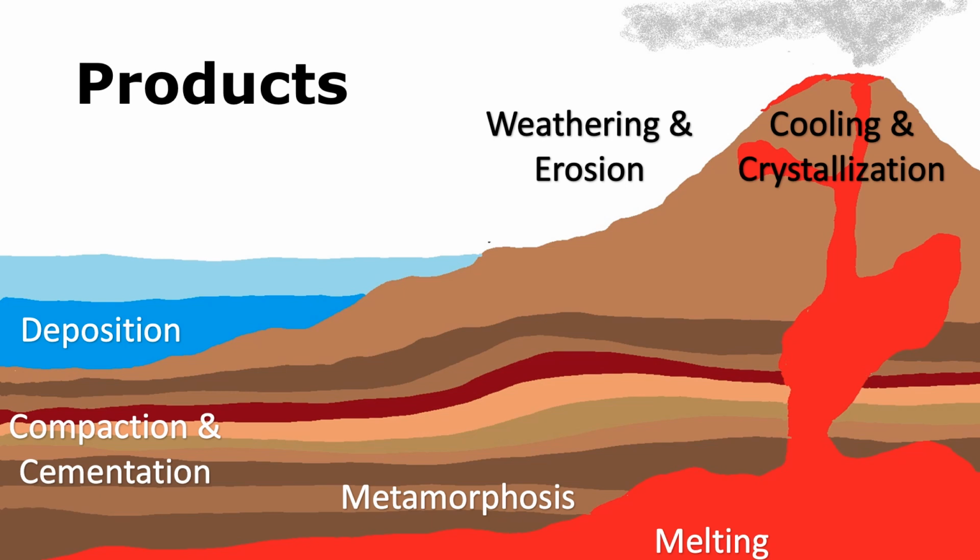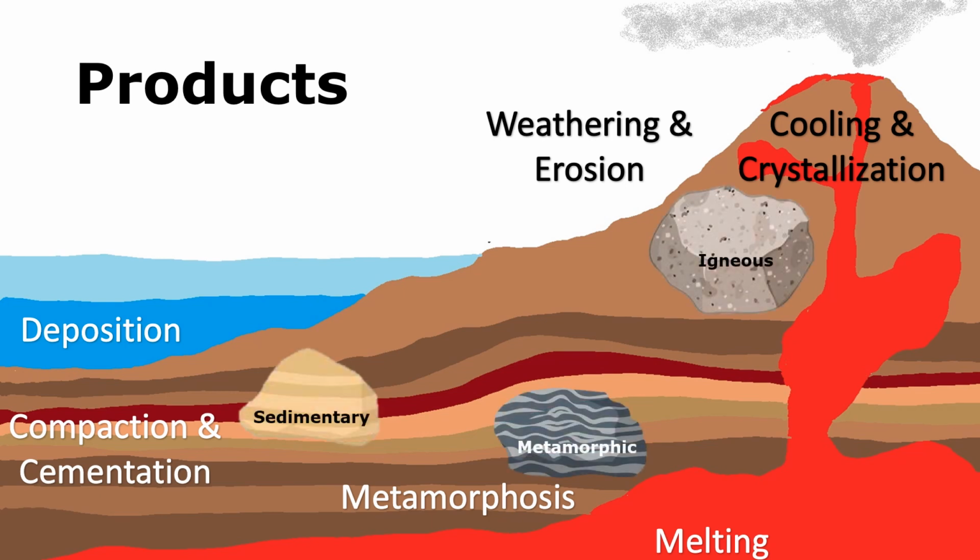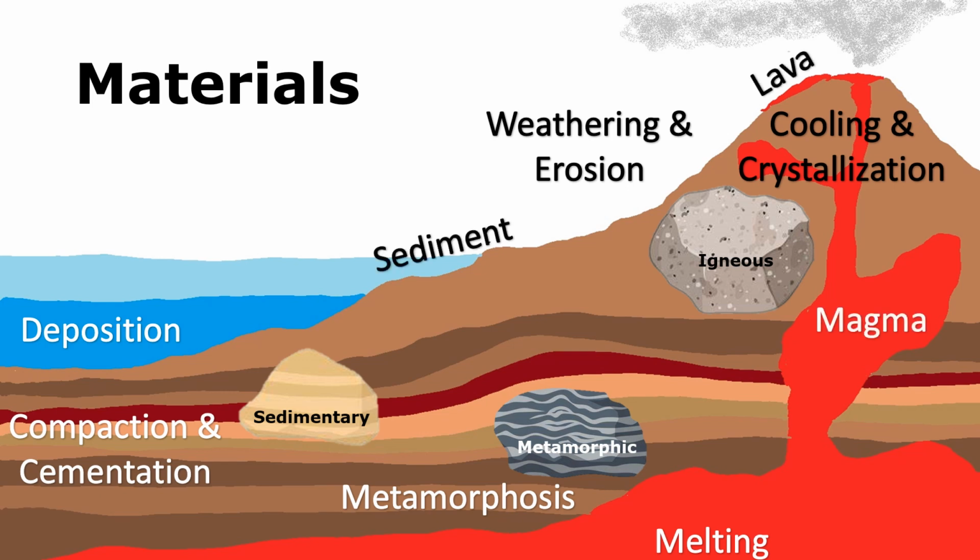Products are the rocks that form from the processes. These are igneous, sedimentary, and metamorphic rocks. Materials are the chemicals, minerals, or rocks that are used in a process to form a rock. Examples of that would be sediment, like dirt, sand, or other tiny rocks, magma or lava, or even existing rocks like igneous and sedimentary.